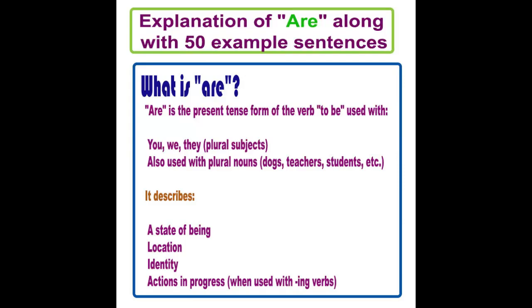Explanation of "are" with 50 easy example sentences for daily English learning. What is "are"? "Are" is the present tense form of the verb "to be" used with you, we, they, and plural subjects. Also used with plural nouns: dogs, teachers, students, etc. It describes a state of being, location, identity, or actions in progress when used with -ing verbs.